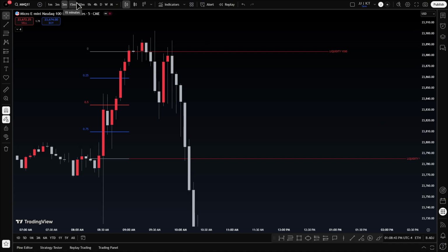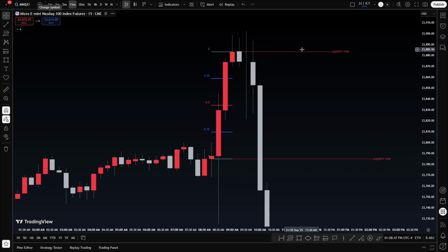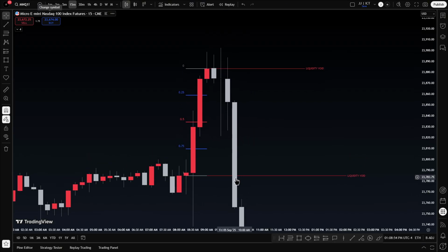Because mind you, since this is a bullish liquidity void, that means there's only been buy side offered within this range. Within these two lines here, strictly buy side offered. So once price fills the other side, or paints over the other side.